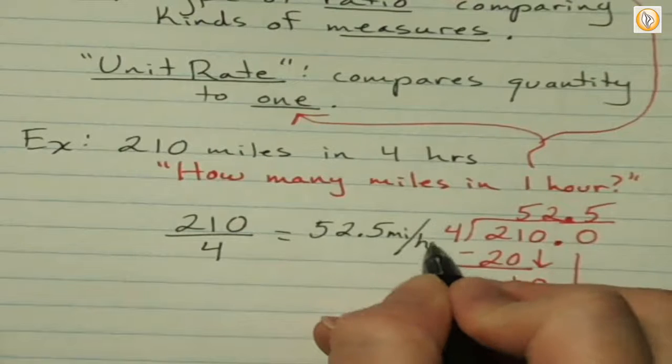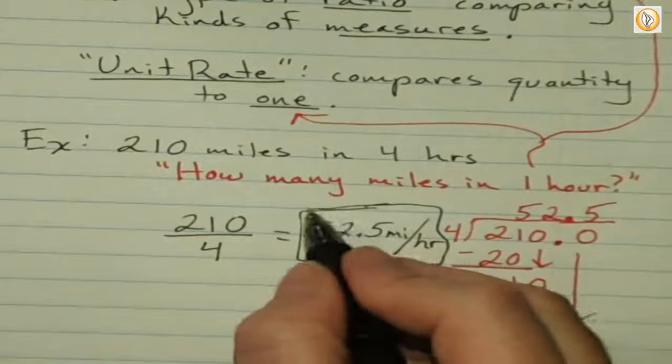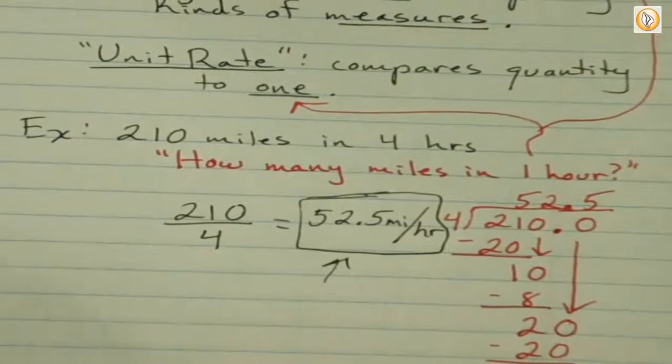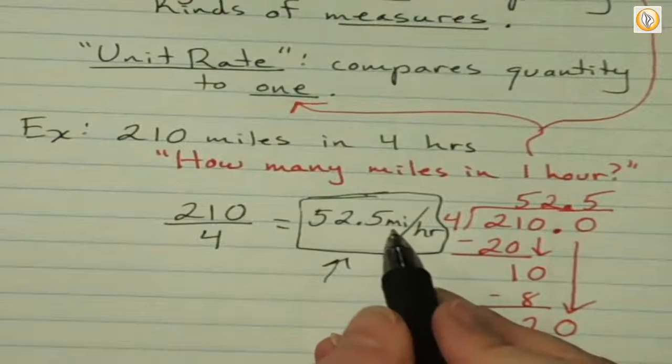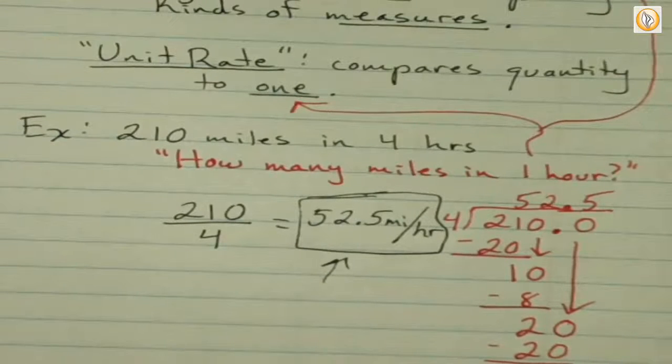miles per hour. Would it always be a decimal? I mean, not always. So this is your answer. Notice it's miles per hour. Miles for 1 hour. It's a lot of miles. And that's it. If you were driving, you'd have to be driving 52.5 miles per hour.